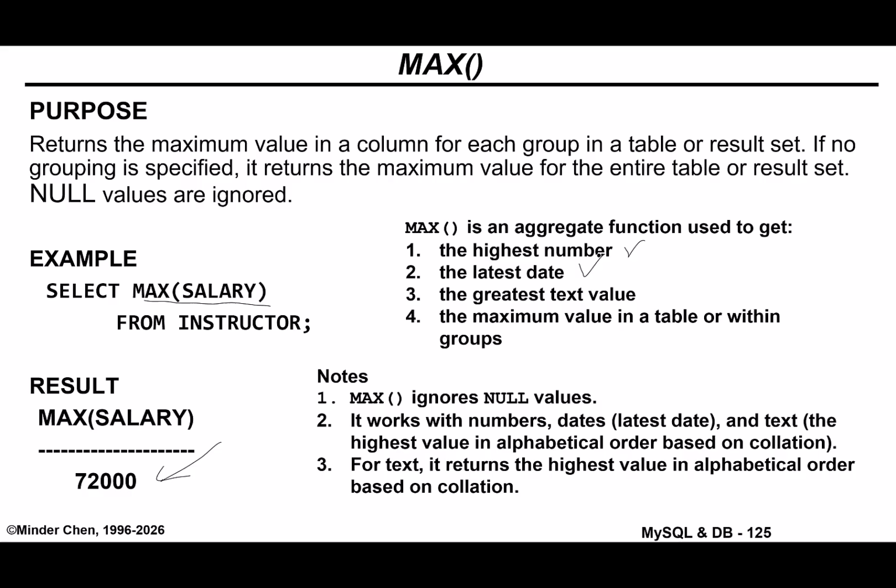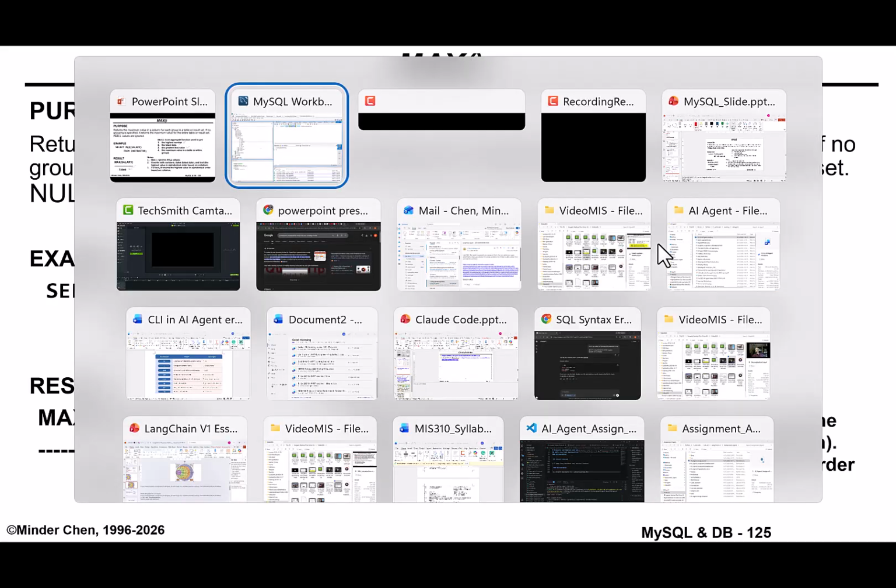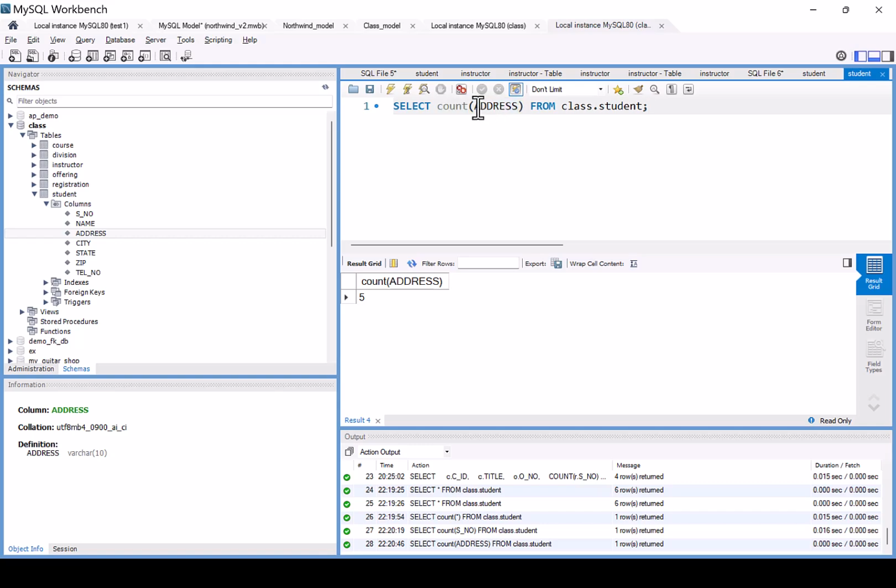If you apply it to a string, earlier I said it only applies to numerical columns, which is the most common situation. However, if you apply it to a string, you will get the greatest text value. Let's see whether that's really true. So for instance, we use max city.